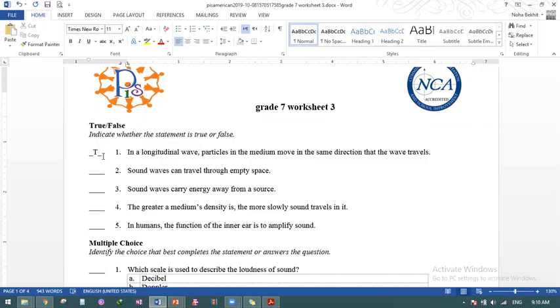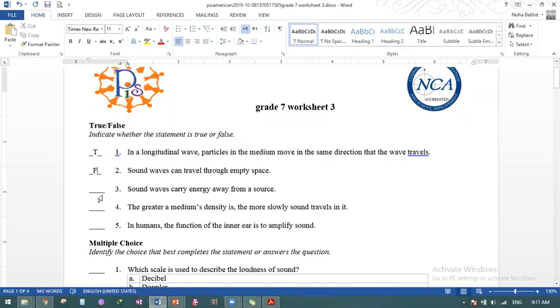The next question is so easy. Sound waves can travel through empty space. Yes, what? False. Yes, because sound is a longitudinal wave, which is a mechanical wave, and mechanical waves cannot move through the empty space. They need a medium to move through, or a matter to move through. Thank you so much, Wade.